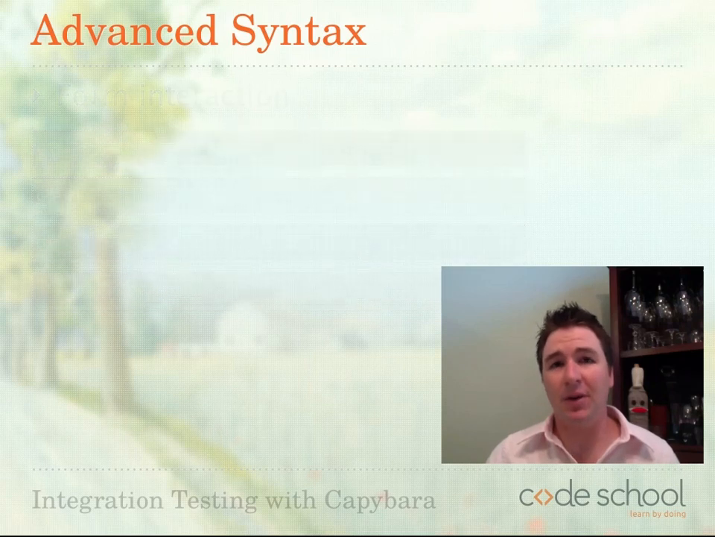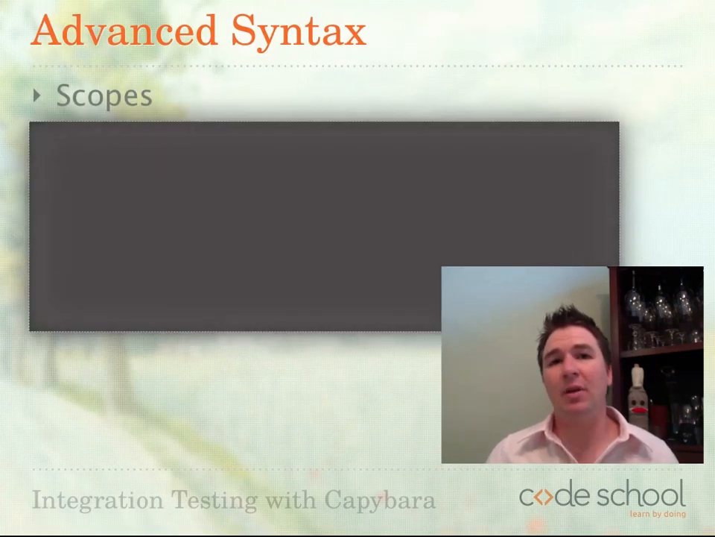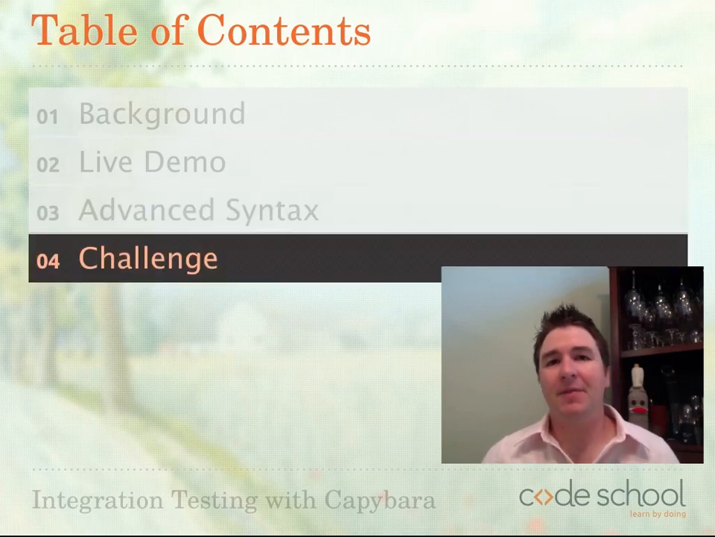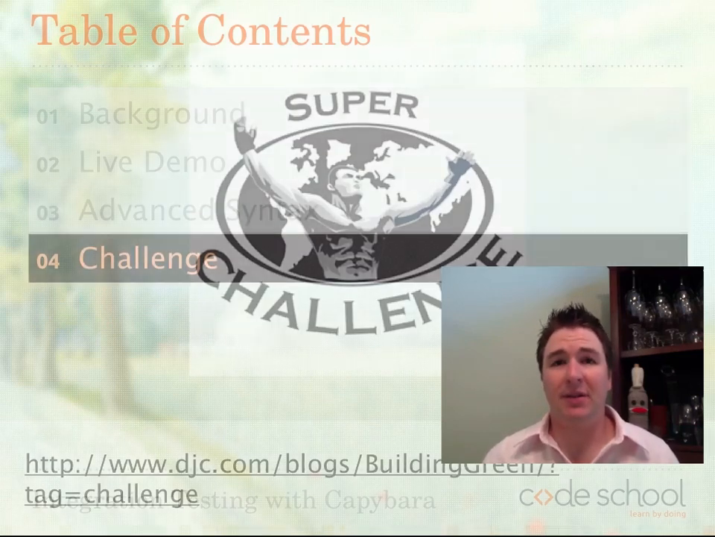Capybara also gives you a way to scope your application. So let's say you want to interact with a form that's inside of a list item with the ID of employee. Well, you can do that using within. You can also do within table, and it's going to look for the table with the ID of employee. That's it for the advanced syntax. Let's go on to the code challenge.